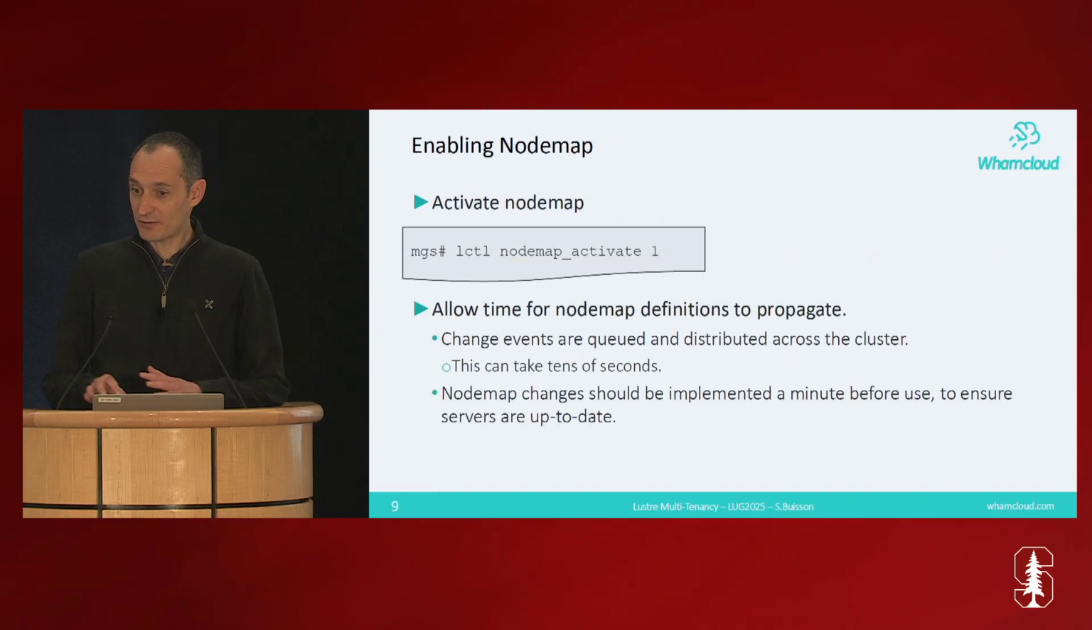Okay, so once you have defined all your node maps, you can activate the feature. It's a global action. It's lctl nodemap_activate 1. And it means that all the node map definitions will be propagated from the MGS to the other servers, so MDS and OSS servers. And it can take a few tens of seconds to propagate to the different servers, depending on the load on the file system.